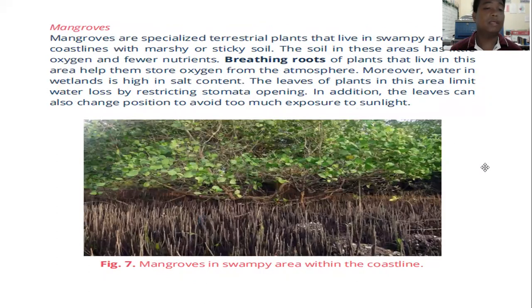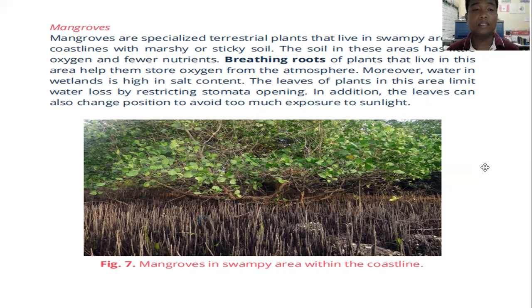Okay, mangroves. Mangroves are specialized terrestrial plants that live in swampy areas in coastlines with marshy or sticky soil. So we have also mangroves here in Butuan City. So nadiha sa mangroves areas diri sa Masaw, no? So Ambago going to Masaw na yung mga mangroves po diha.